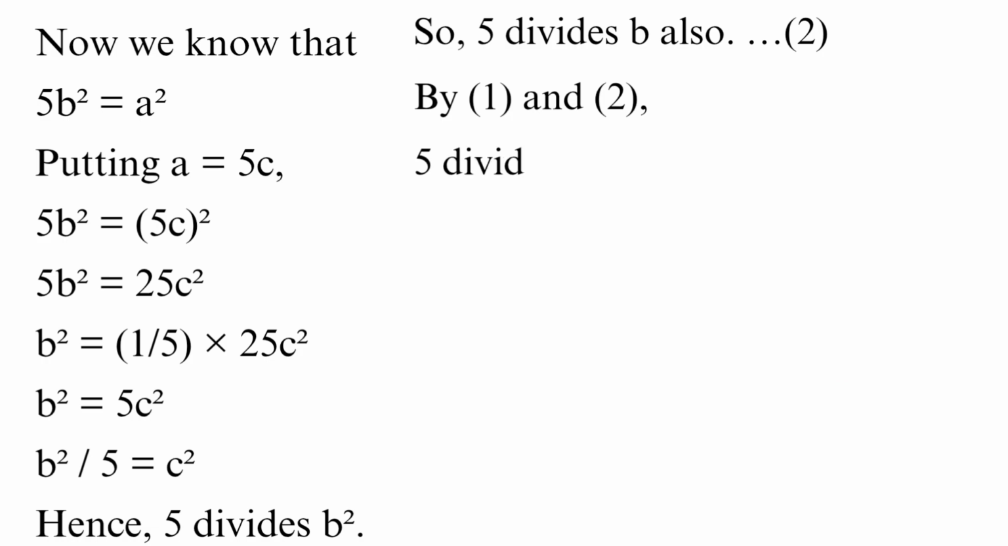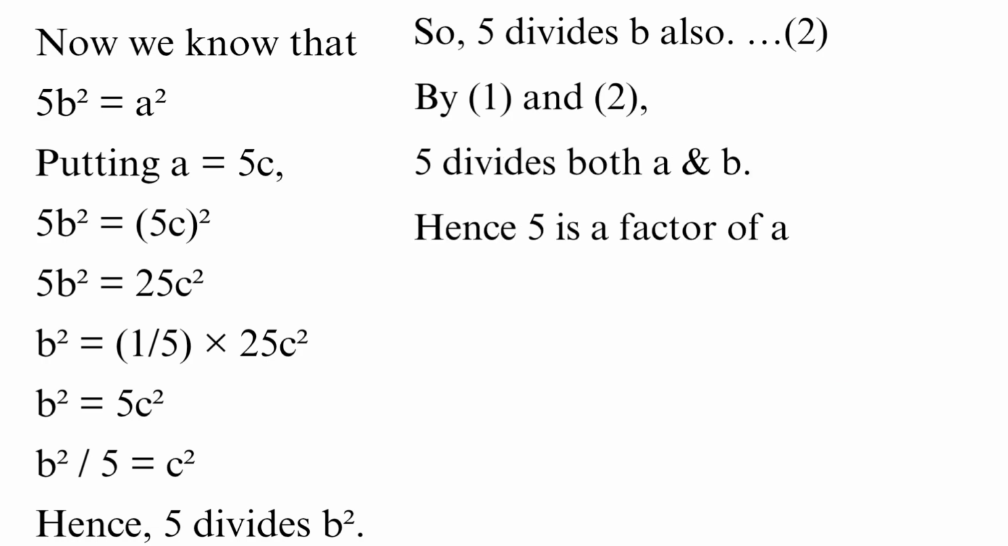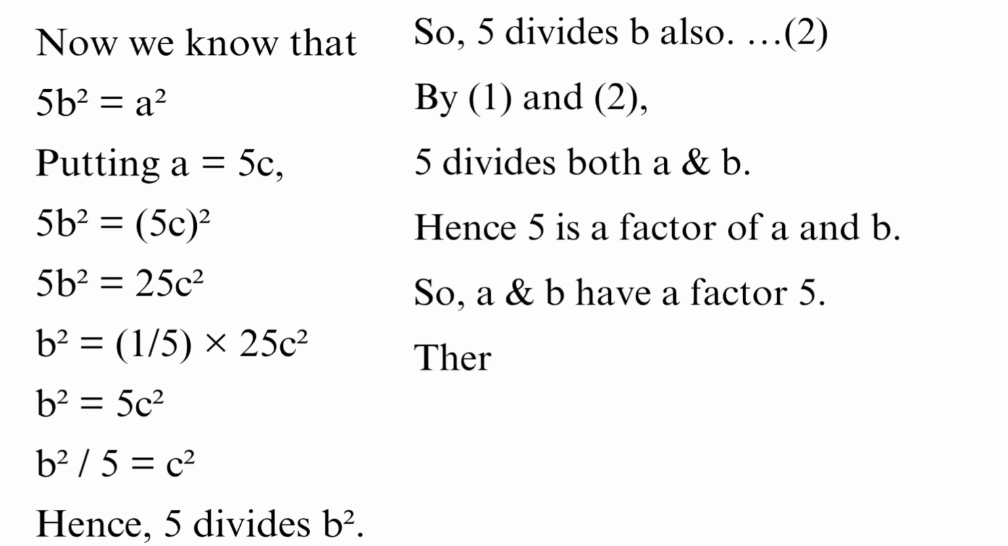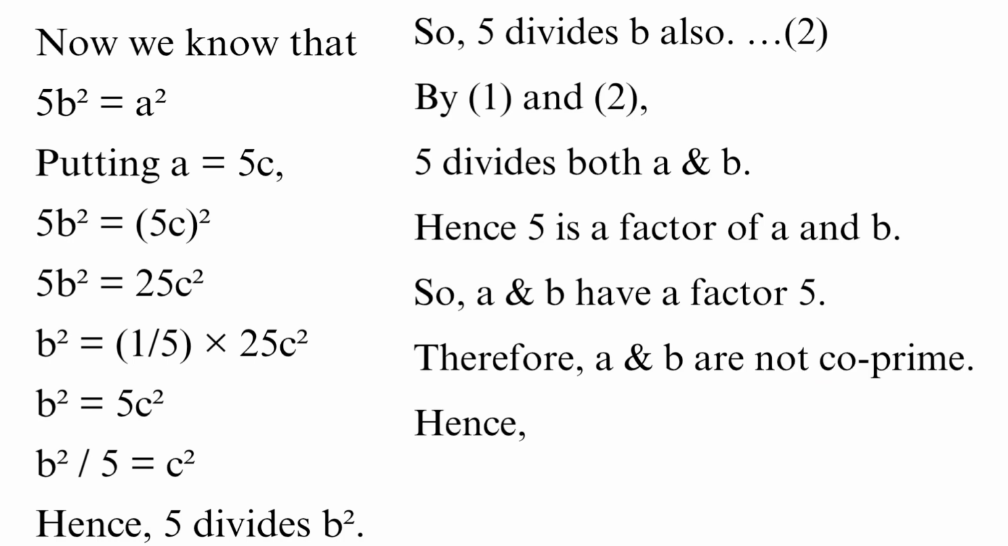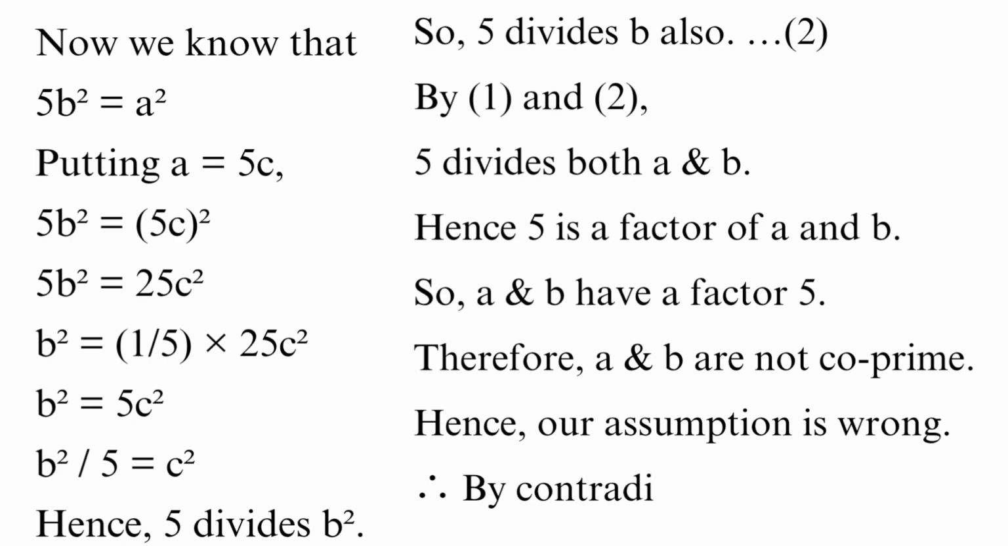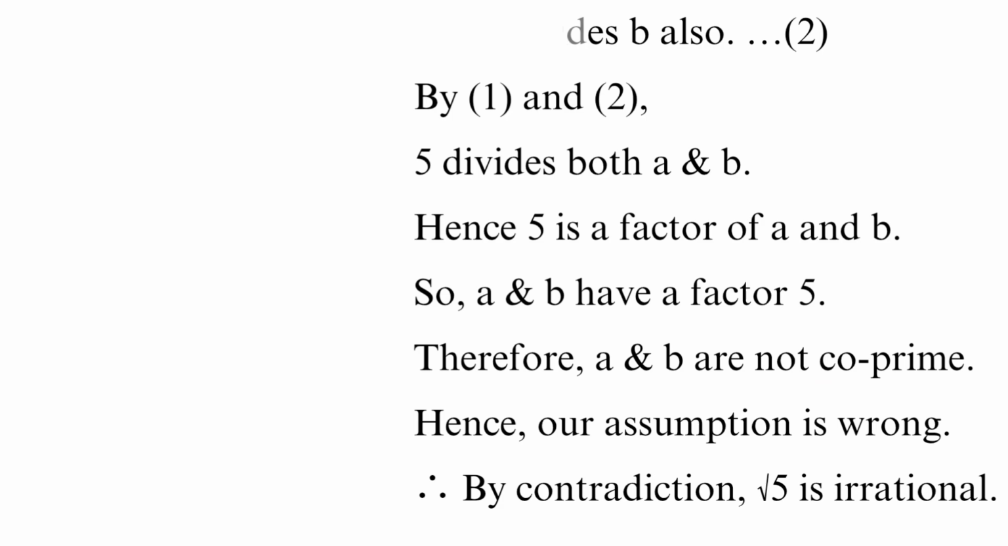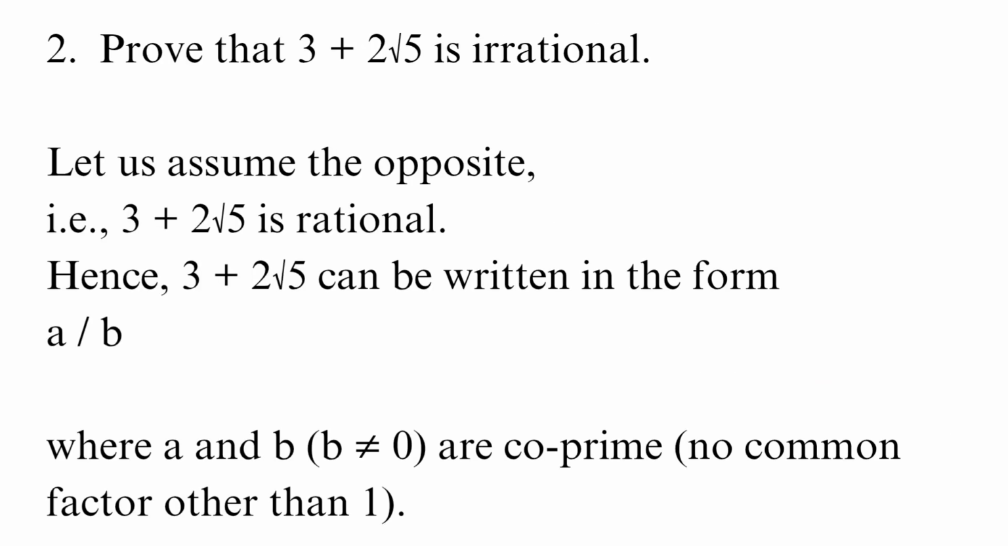By 1 and 2, 5 divides both a and b. Hence 5 is a factor of a and b. So, a and b have a factor 5. Therefore, a and b are not co-prime. Hence, our assumption is wrong. Therefore, by contradiction, square root 5 is irrational. Hence proved.